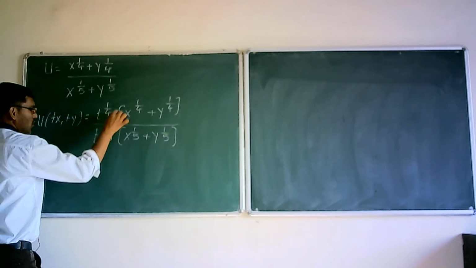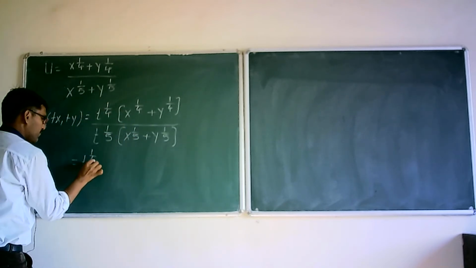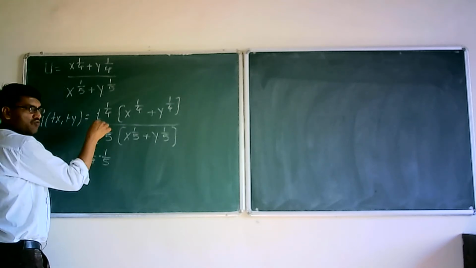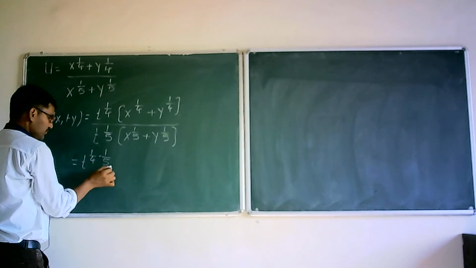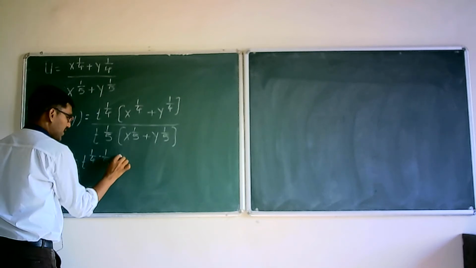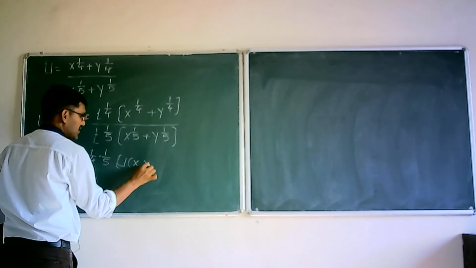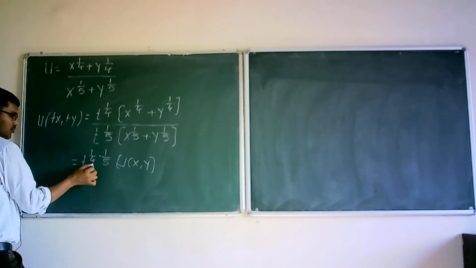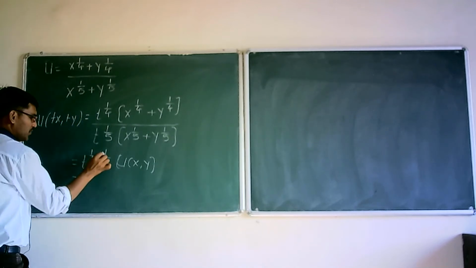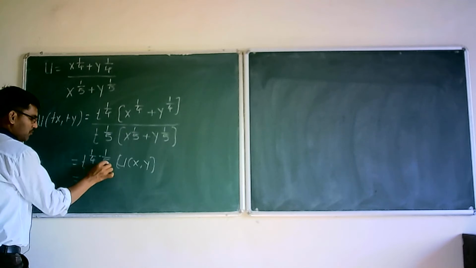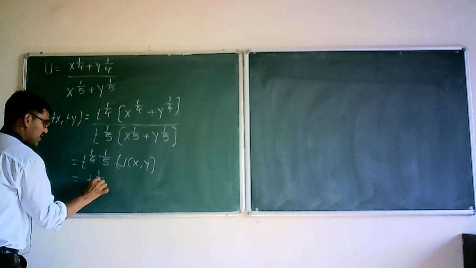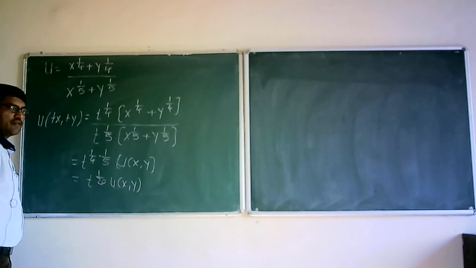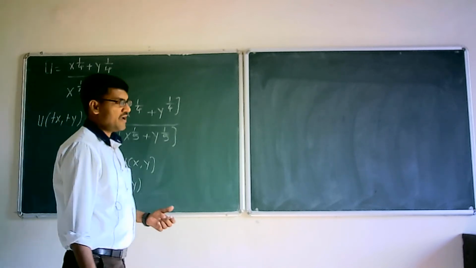But this is equal to t raised to 1 by 4 minus 1 by 5. 1 upon a raised to n is a raised to minus n. So it is equal to that into u of xy, the remaining term is the function u. Now if you take the LCM, 5 minus 4 over 4 into 5 is 20. So t raised to 1 by 20 u of xy. So it is a homogeneous function of degree 1 by 20.